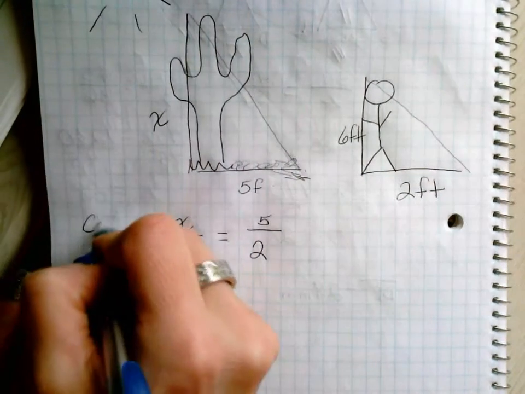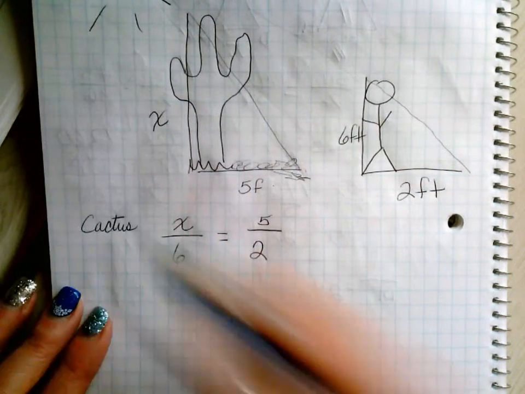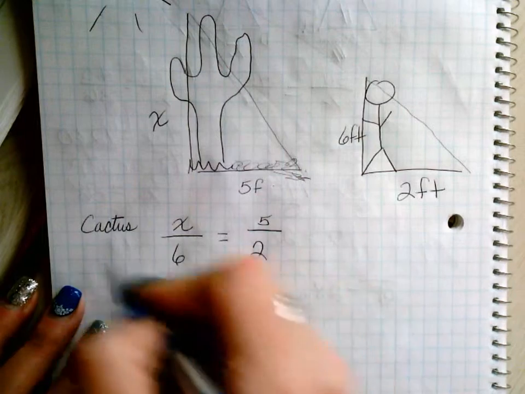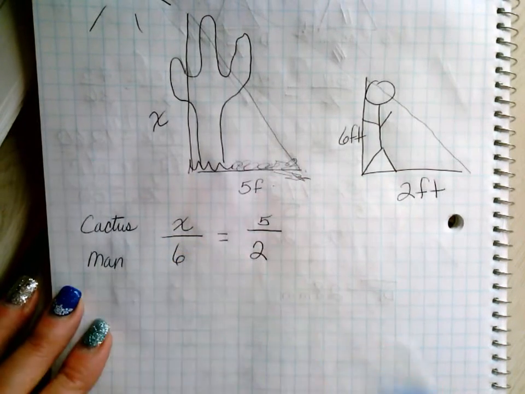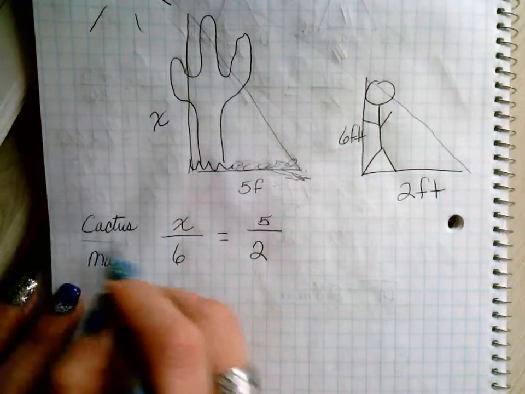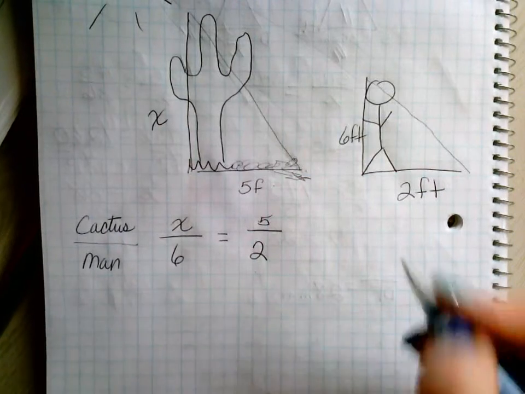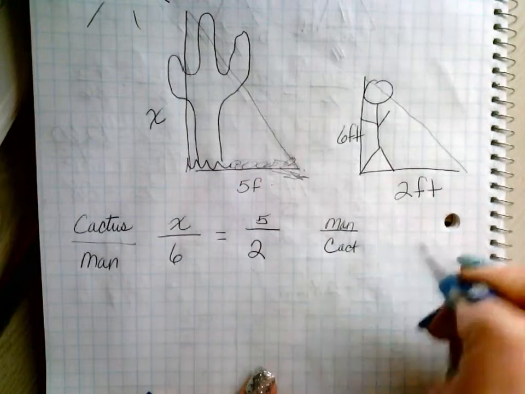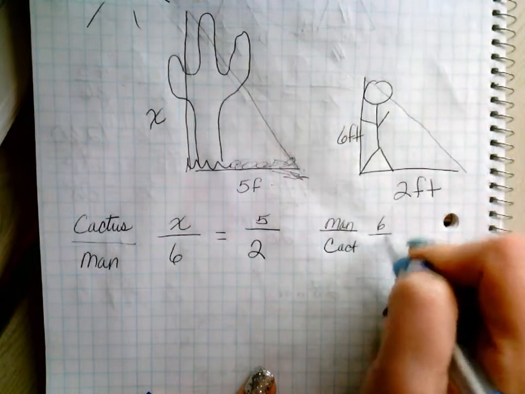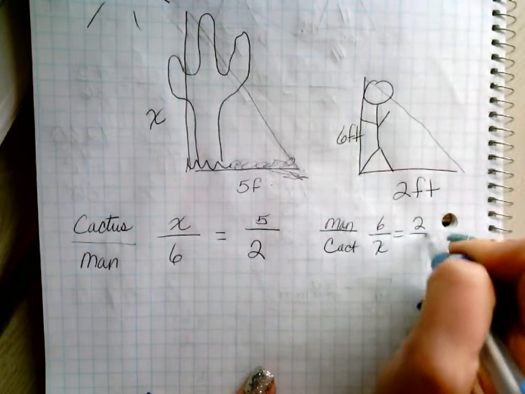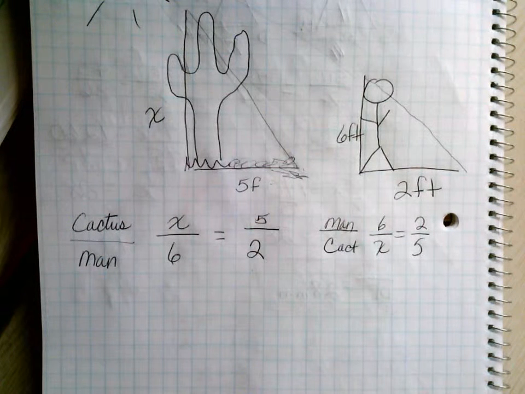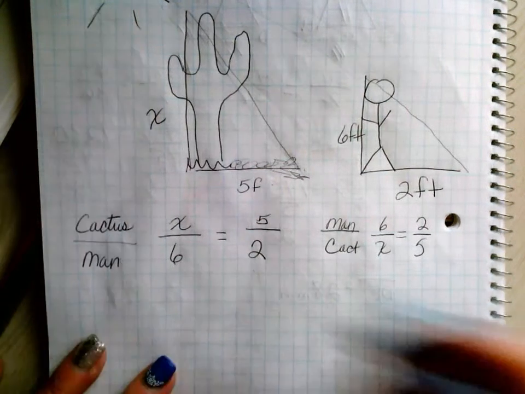Now notice you always put the same thing on top. I put cactus on top, cactus height over man's height, cactus shadow over man's shadow, but it could be done the other way as well. You could do man on top and cactus on the bottom. It would just look like this. 6 over x equals 2 over 5. It doesn't change anything. Your cross products will still be exactly the same.